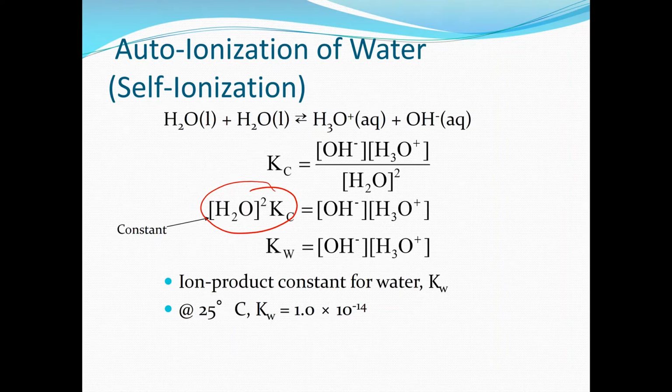And so for our typical temperature that we talk about, 25 degrees Celsius, that value is 1.0 times 10 to the negative 14th. Now notice it's only 2 sig figs, but most of the time with equilibrium constants, that's about all we have anyway. But at 25 degrees Celsius, it's 1.0 times 10 to the negative 14.